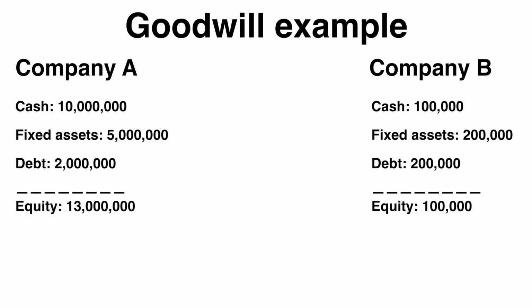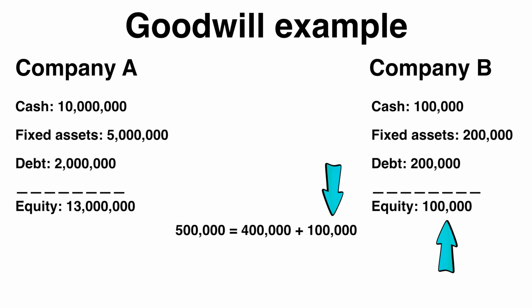To understand goodwill, let's start with an example. We have two companies here with their simplified balance sheet. Company A has 10 million of cash, 5 million of fixed assets like property, plants, and equipment, and 2 million of debt, which gives them 13 million of equity. Company B has 100,000 of cash, 200,000 of fixed assets, and 200,000 of debt, giving them 100,000 of equity. Company A wants to buy Company B for 500,000, while its book value is 100,000. So they are paying a 400,000 premium.